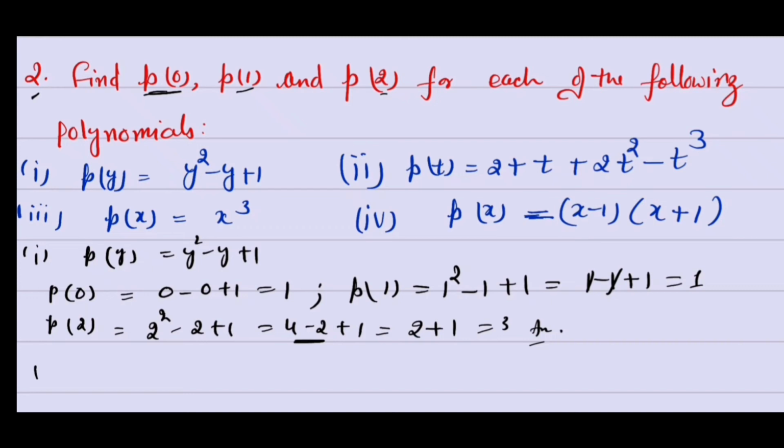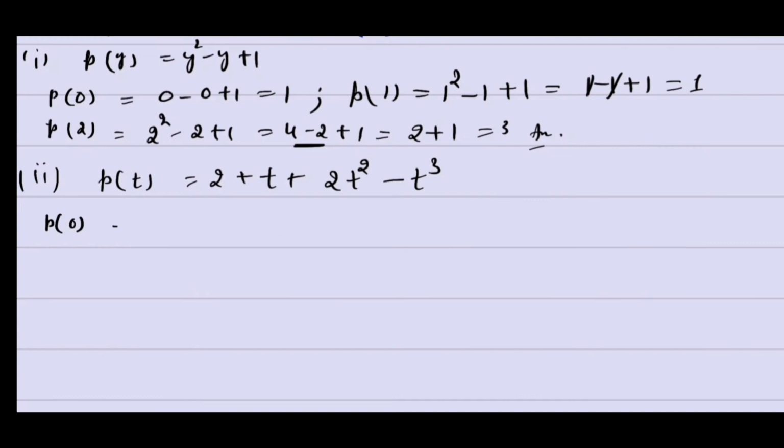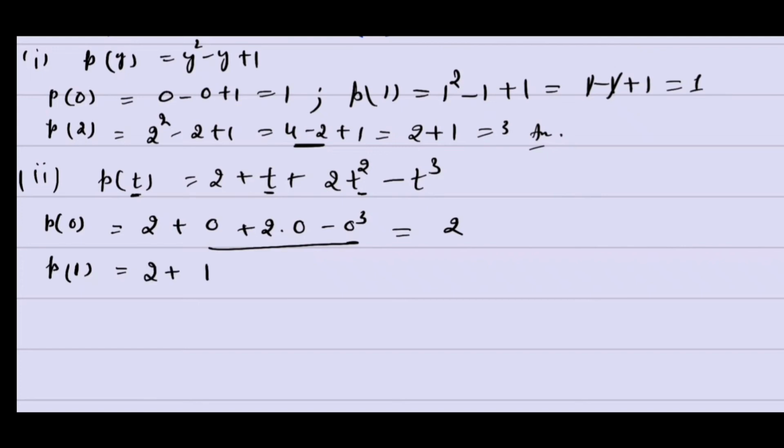So second part here, we have p(t) is equal to 2 plus t plus 2t square minus t cube. Now let's put 0. p(0) will become equal to 2 plus 0, 2 into 0 minus 0 cube, which is equal to 2. All these terms are 0. So next we have to put p(1). So t, I have to put 1. So this will become 2 plus 1 plus 2 into 1 square minus 1 cube, which is equal to 2 plus 1 plus 2 minus 1. So they will get cancelled. So my answer is 4.